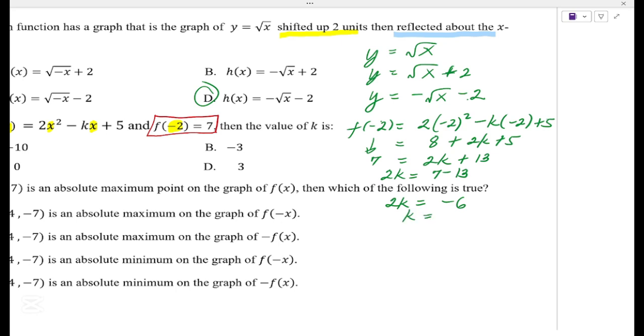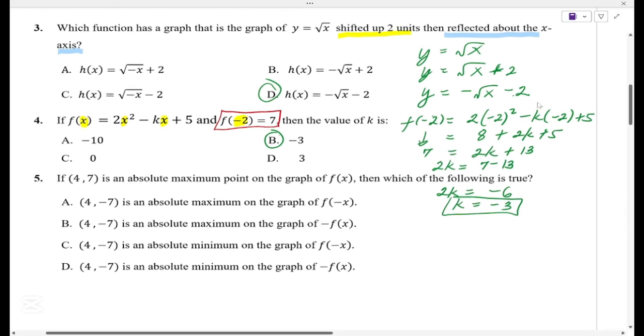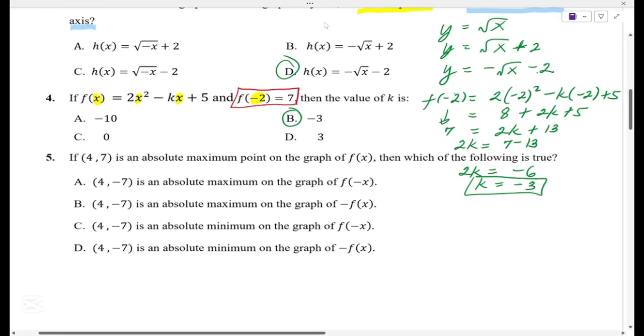Then dividing both sides by 2, we will get k, which is equal to negative 3. So k is negative 3, which is choice letter B. And then for number 5, if (4, 7) is an absolute maximum point on the graph of the function f, then which of the following is true?